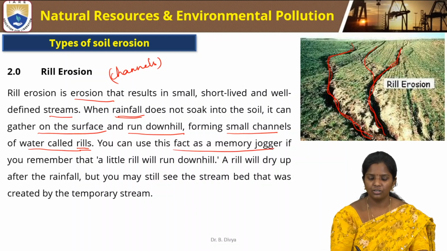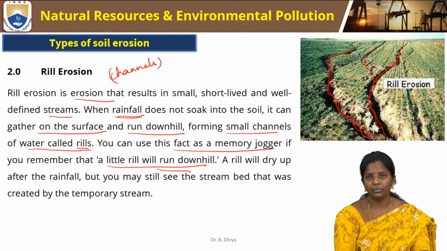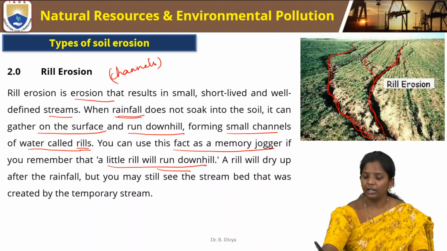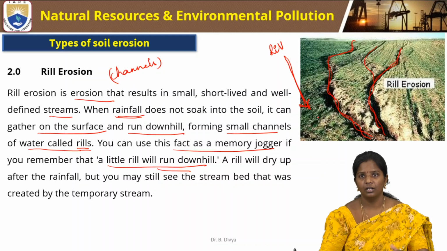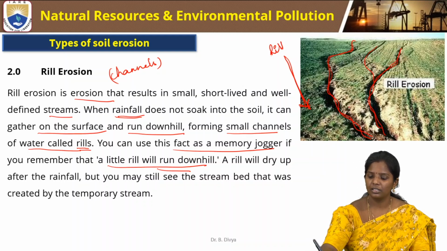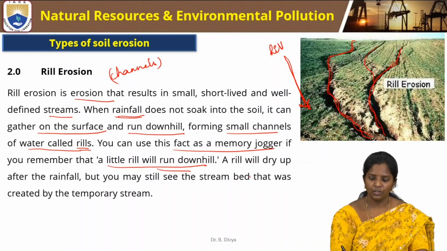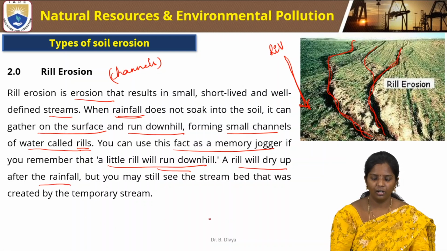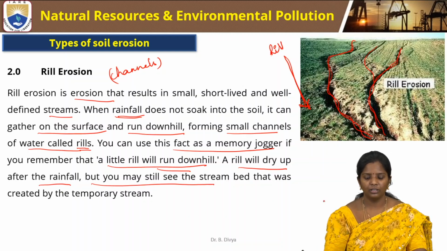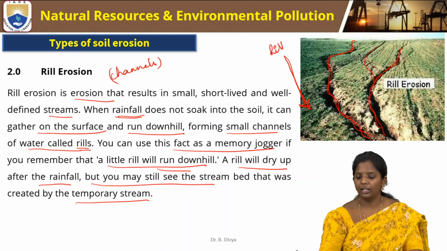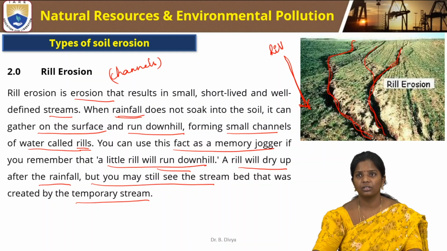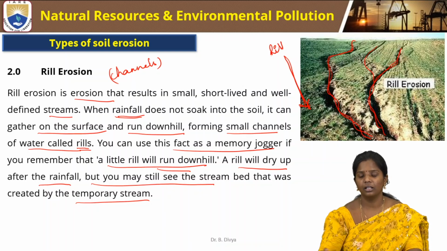You can remember it like a jogger, a little run, sliding down from a hill. In the hill area, generally this happens when water comes from the hill with utmost pressure. It forms channels, causing rill erosion. A rill will dry up after the rainfall, but you may still see the stream bed that was created by the temporary stream. The soil can come back to its position, but still we see that stream.